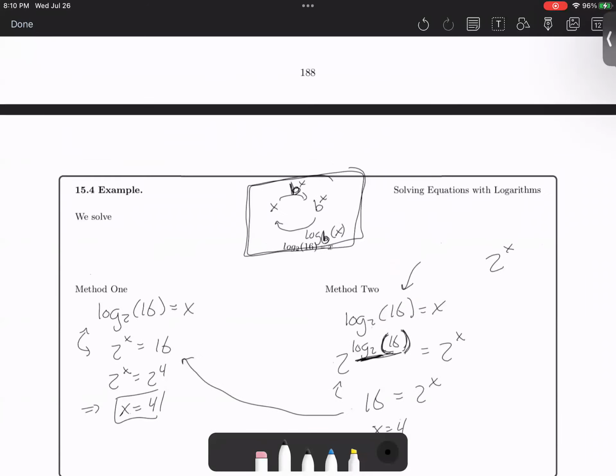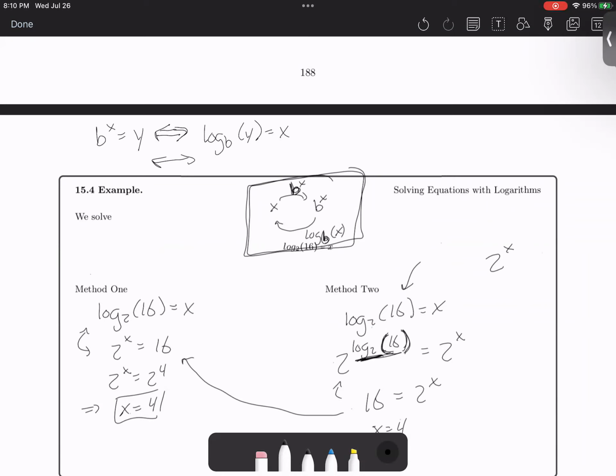So the big takeaway here is, if b to the x is equal to y, you can rewrite that as a logarithm. Log base b of y is equal to x. And you can go in either direction, left or right, right? That can be helpful to solve equations.